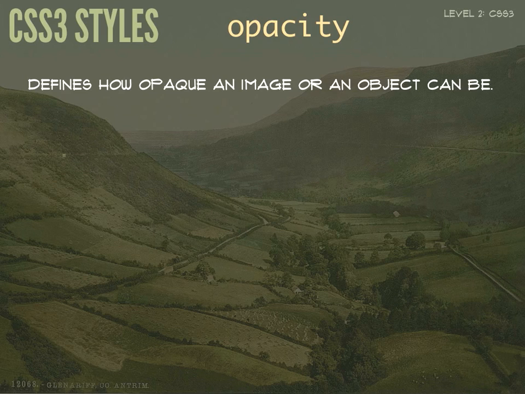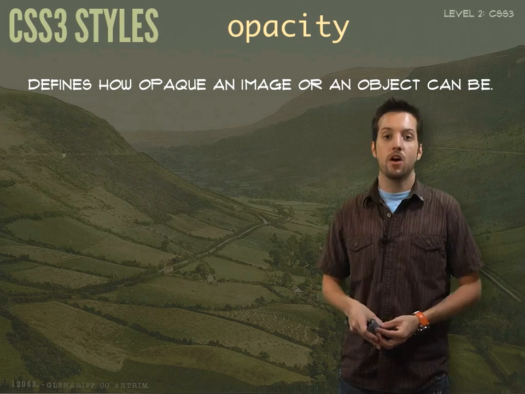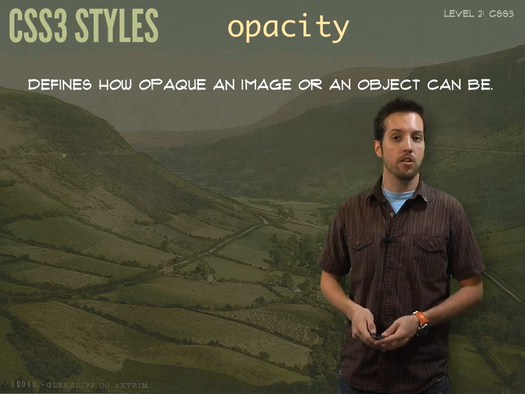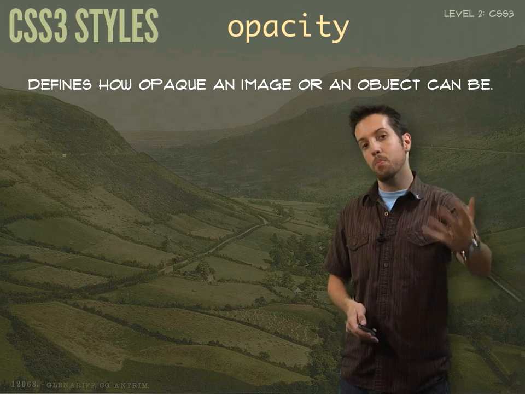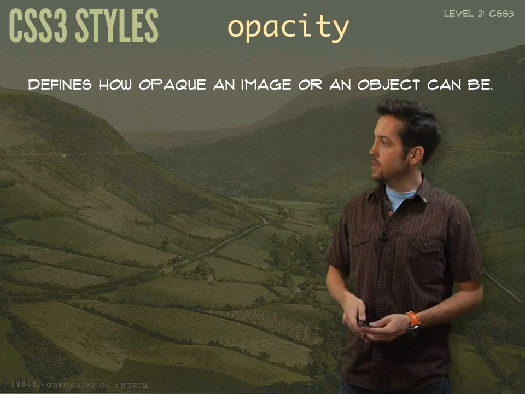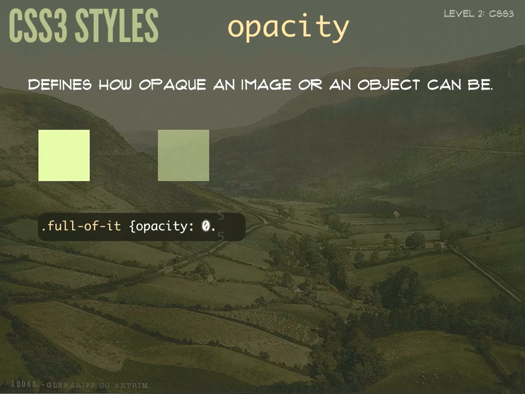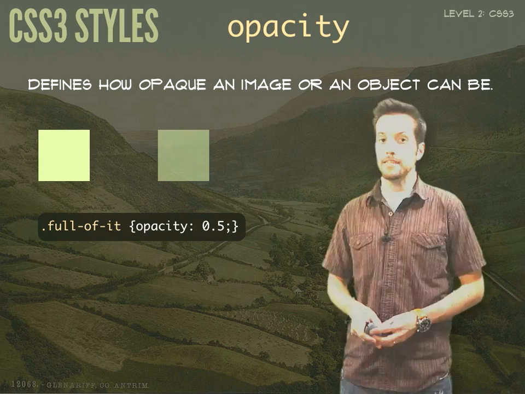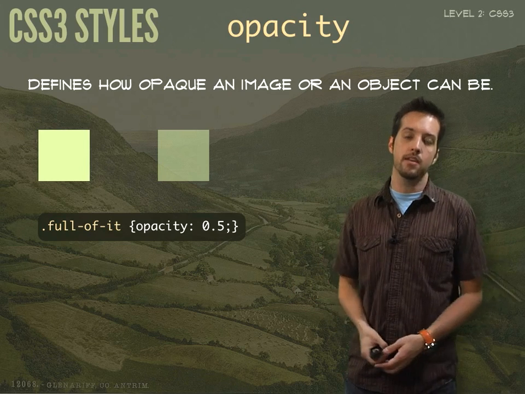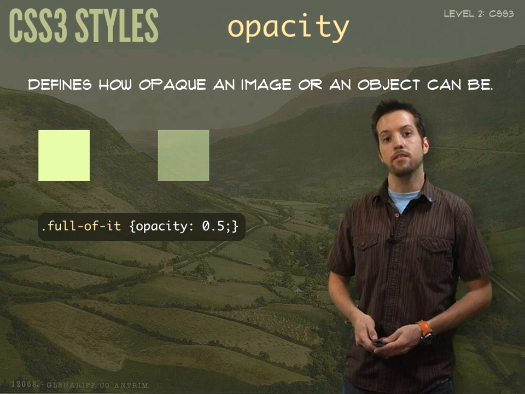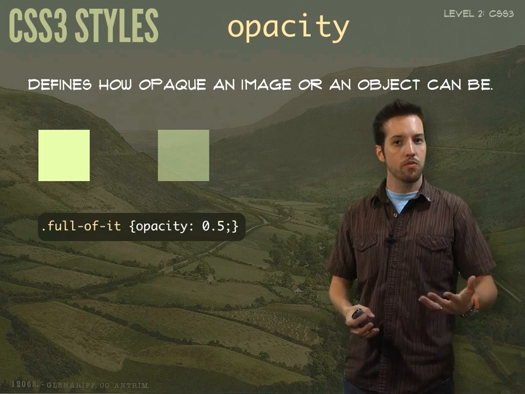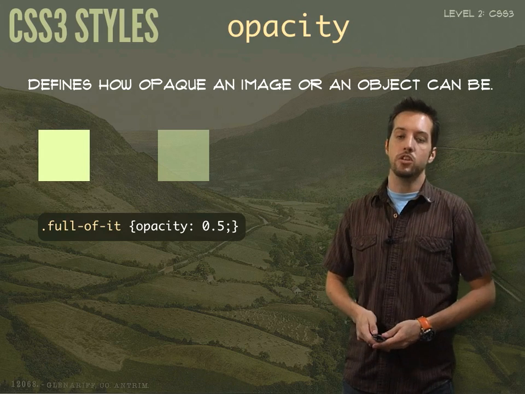The opacity property defines how opaque an image or an object can be. So we've talked about RGBA and HSLA for text. Now let's talk about opacity for images. In this case, we can set the opacity of an image by using this property. This is nice because now we don't have to save out transparent images. Instead, we could save out full images and then adjust the opacity using CSS. This gives us a lot more variety and makes it easier for us to change values.